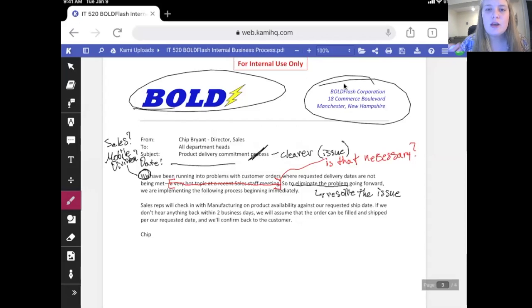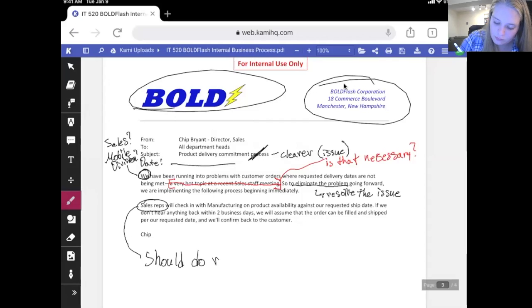So he continues, sales reps will be checking in with manufacturing on product availability. This is something sales reps should be doing regularly. Regular communication between sales and manufacturing, as well as just any other department, is good for making sure we have product. We can better inform our customers. We can make sure they are getting the most accurate, up-to-date information. So they'll be checking in, as they should be throughout all orders, on the requested ship date, updating their customers on any changes or any issues that arise.